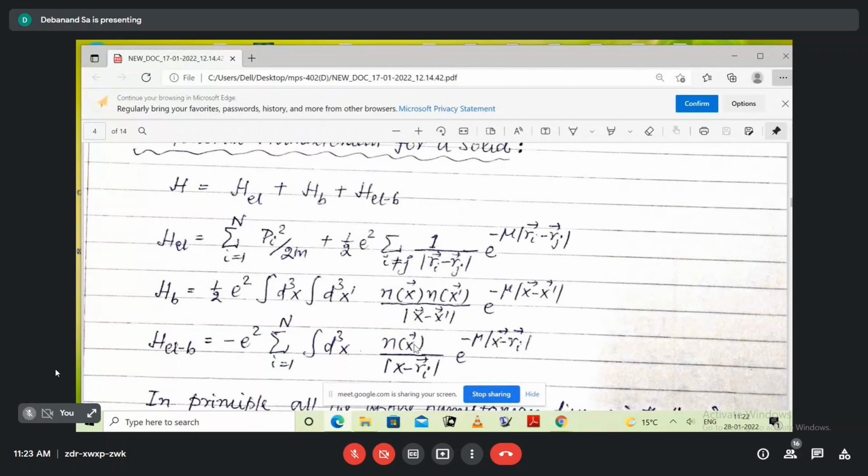So this is the typical Hamiltonian, which looks massively complicated. Why massively complicated? Because it has 2 degrees of freedom, and these are all 2-body interactions, and because of this sum and integral, it will become very complicated. So you just can't handle this.